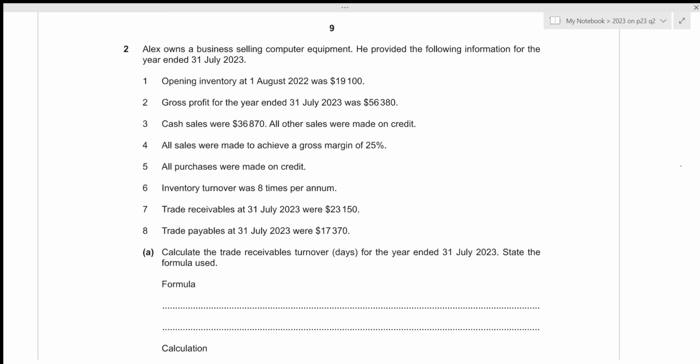Since question number 2 is of 15 marks, ideally you should be spending about 17.5 minutes in order to solve this question. And in this video as well, we'll be attempting to solve this question under 17.5 minutes. So without any further delay, let's get started.